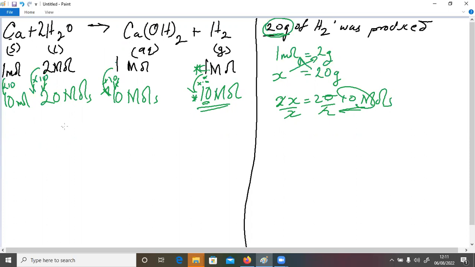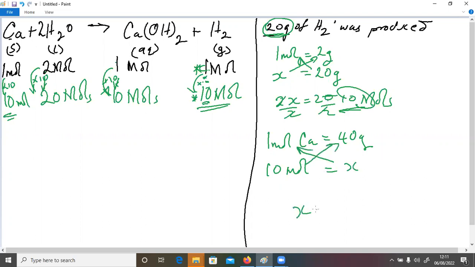So if I reacted 10 moles of calcium, now I am able to find the mass of calcium I used, because I know that 1 mole of calcium is equivalent to 40 grams. So if I'm dealing with 10 moles, how many grams is it? My x will be equal to 400 grams. So in this equation, I must have used 400 grams of calcium.